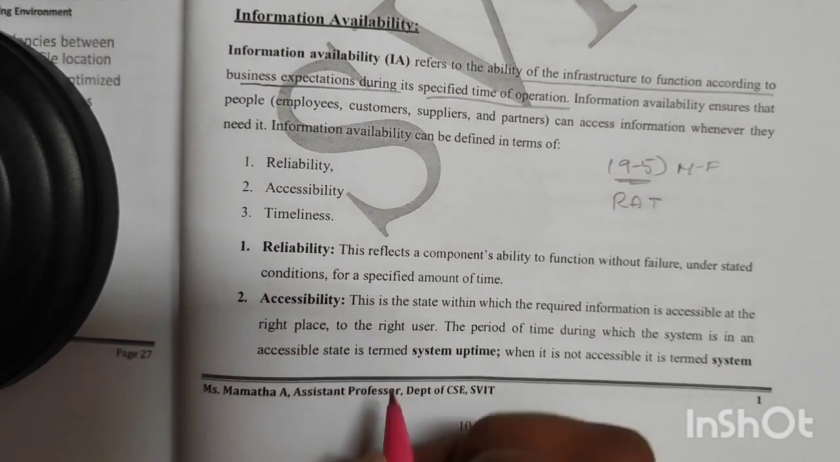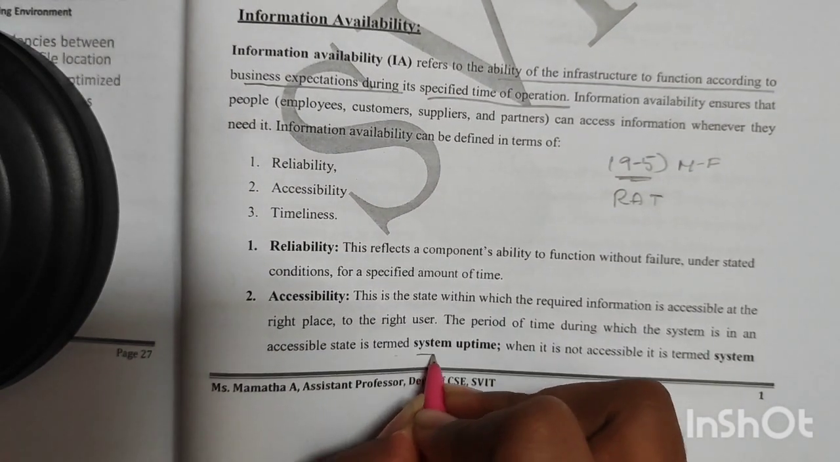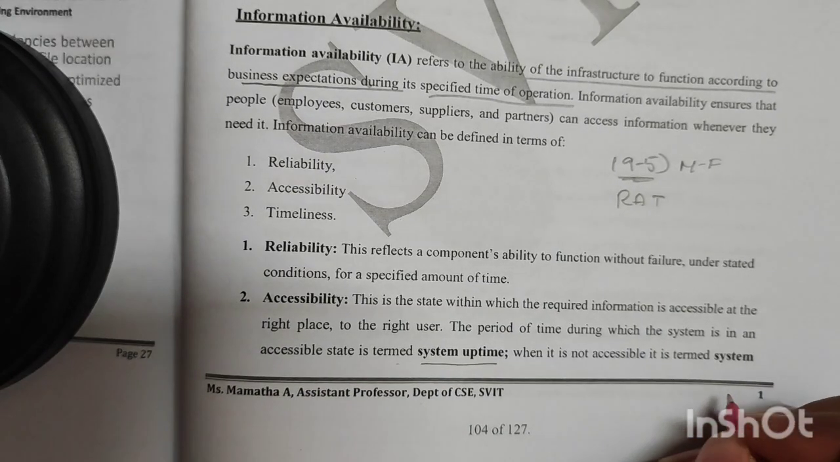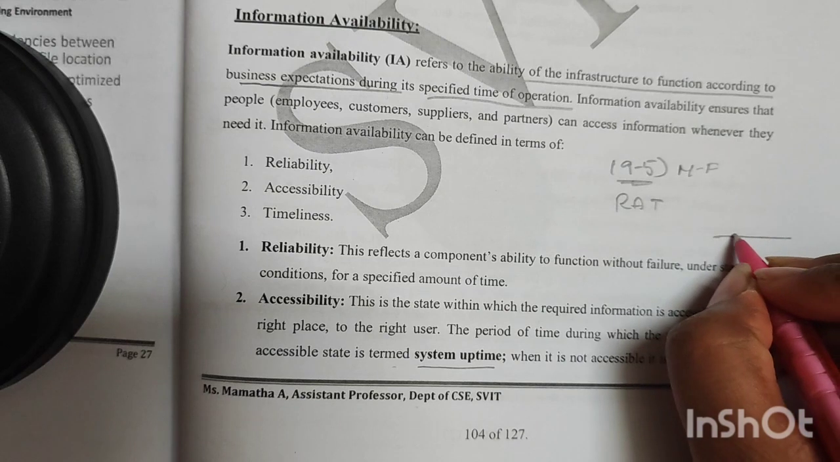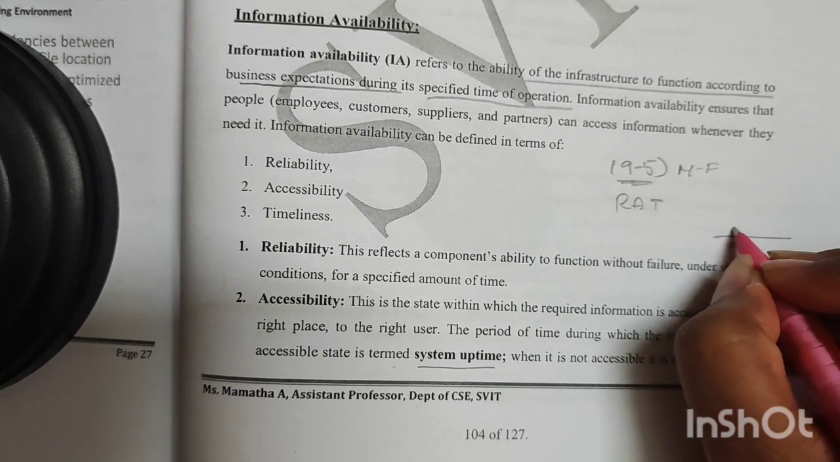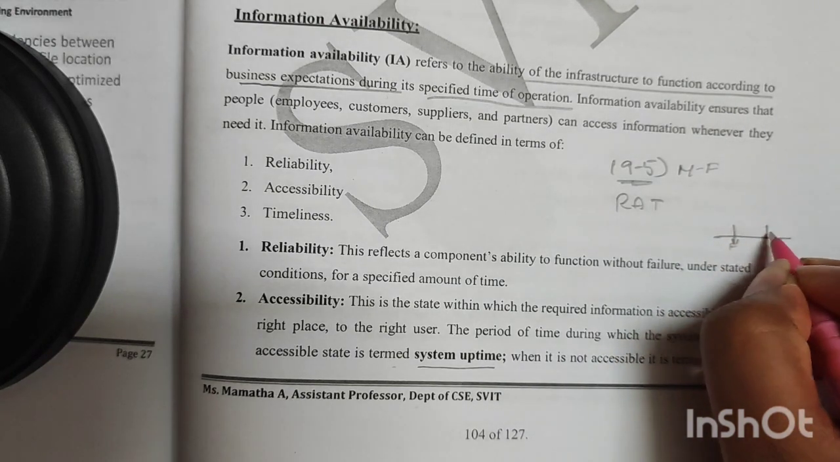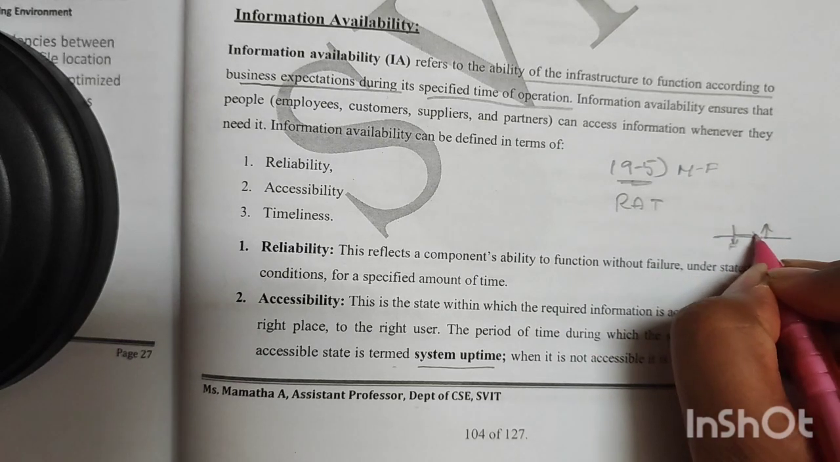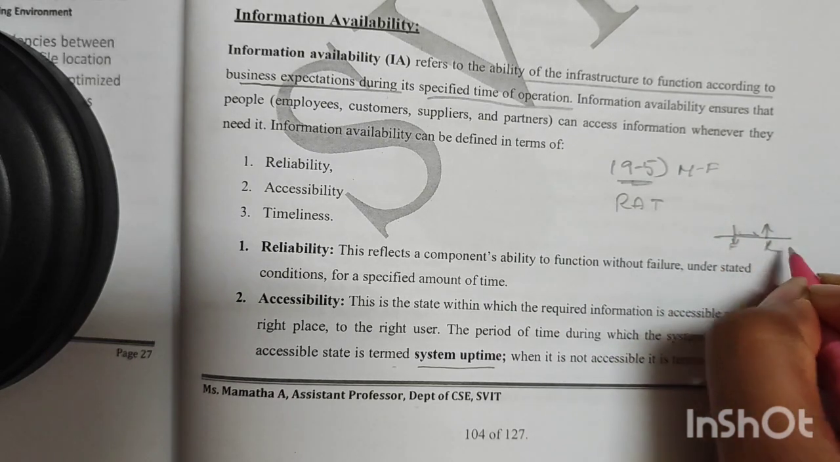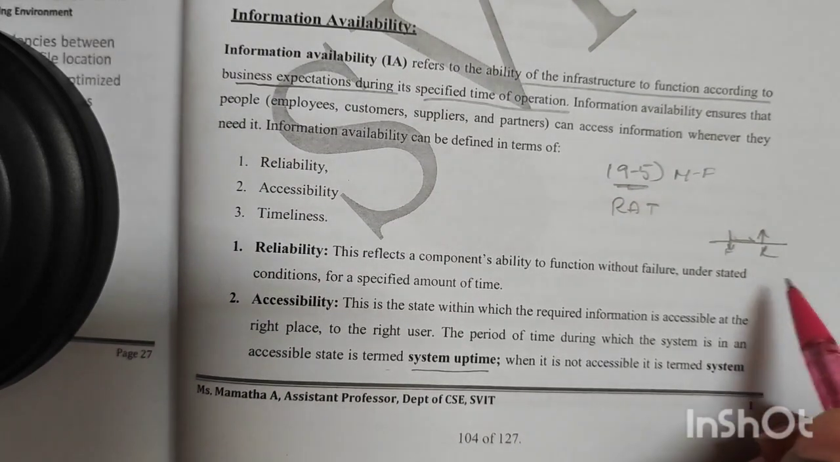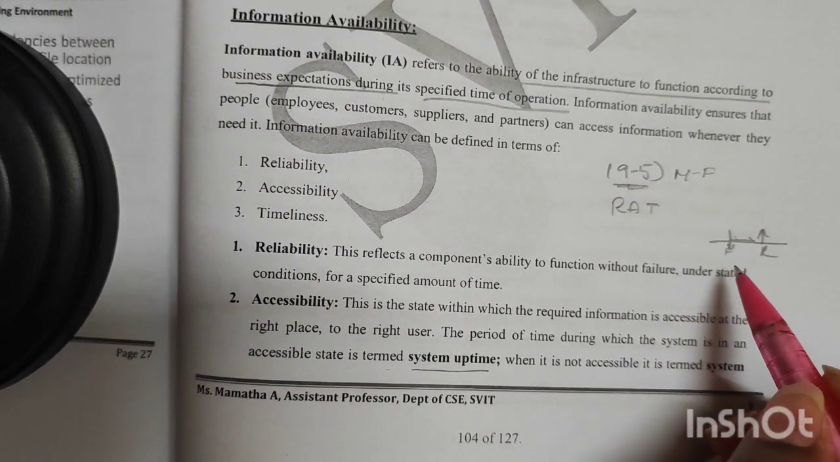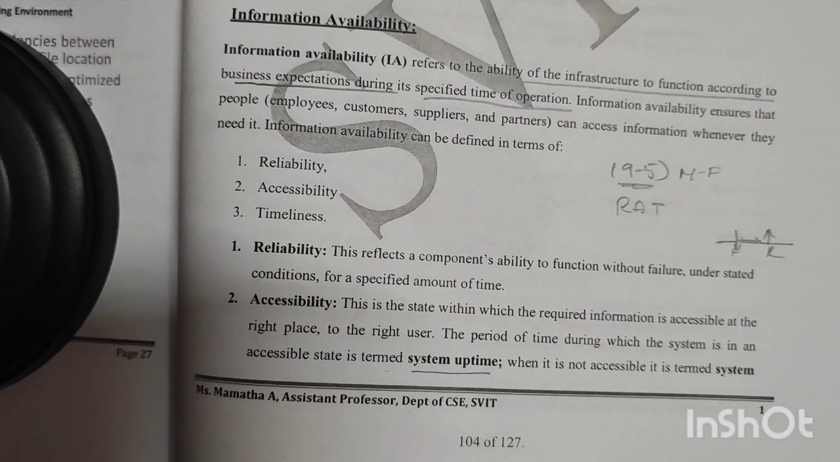Then you have system uptime and system downtime. If a failure happens, that is your system downtime. Then when you recover from your failure and restart the computer, that is your system uptime. That is when your system is accessible, that is uptime. And when it is not accessible, that's your downtime.